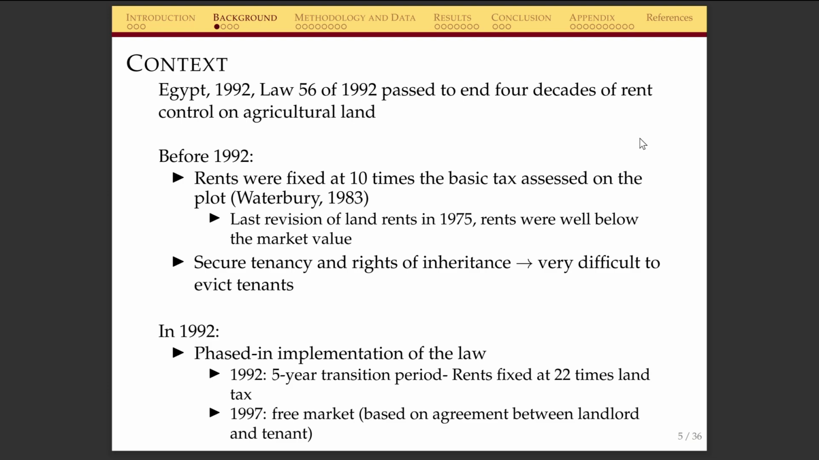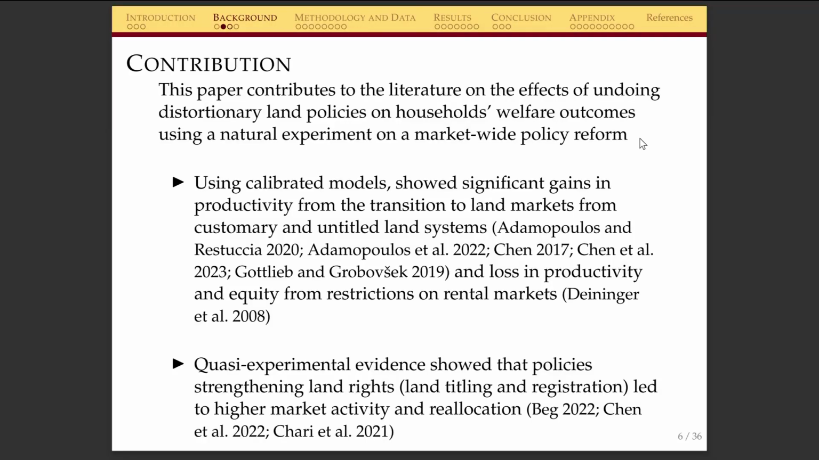As of 1992, there was a phased-in implementation of the law. From 1992 to 1997, there was a 5-year transition period where the rents were fixed at 22 times the land tax, so a little bit more than doubling the previous rent levels. And starting in 1997, it was a free market based just on agreement between landlord and tenant.